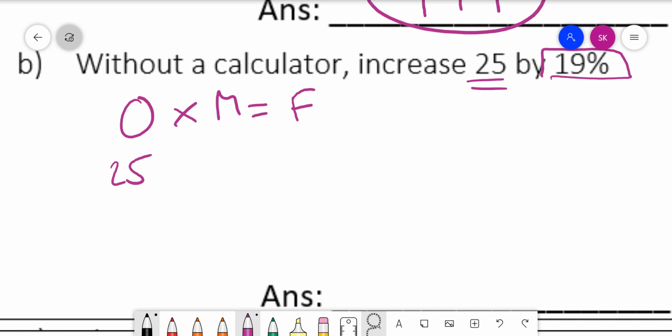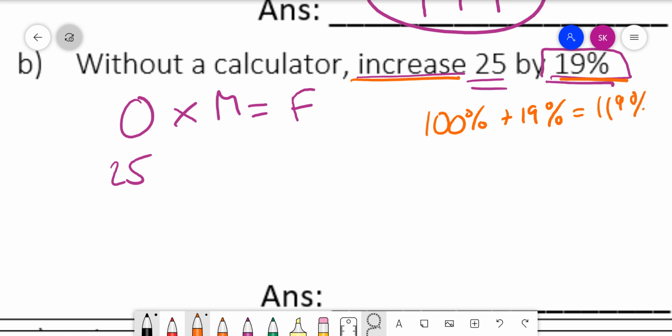If I'm increasing by 19%, it's like I've got 100% plus 19% because I'm increasing. I get 119%. But remember, I'm trying to find a multiplier, so I've got to divide it by 100 to get a decimal. So that's my multiplier, but times the original by the multiplier. And if I do all that nicely, and I don't make a mistake with my gelosia, I get 29.75.